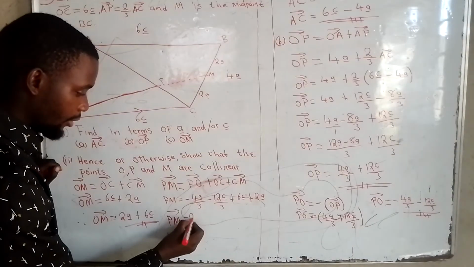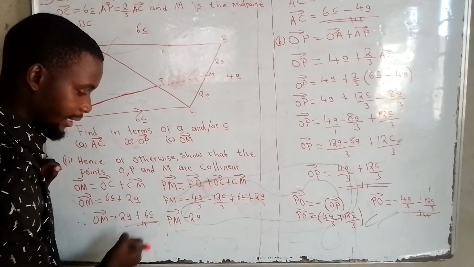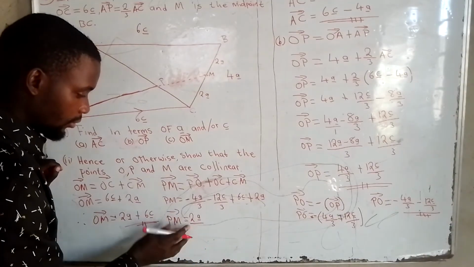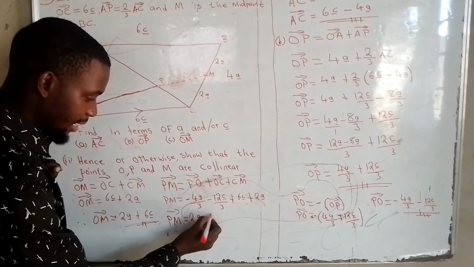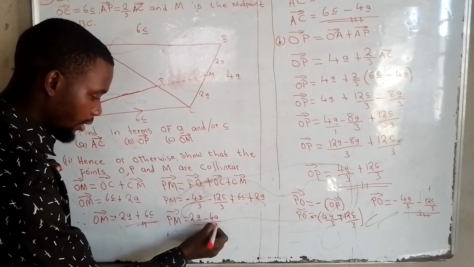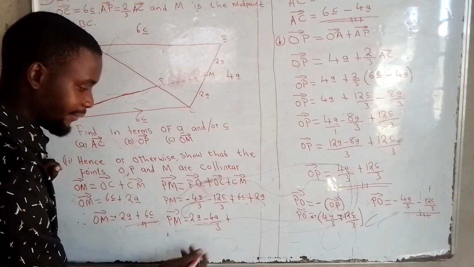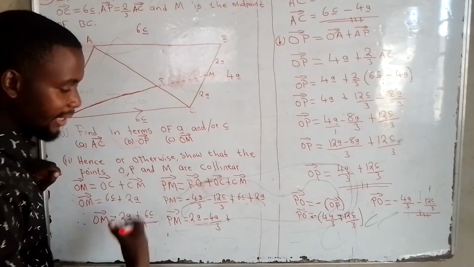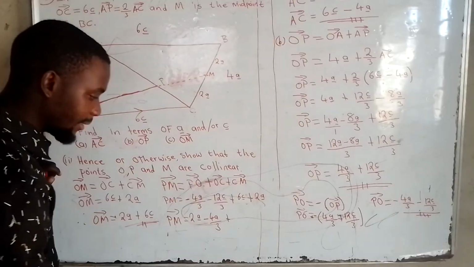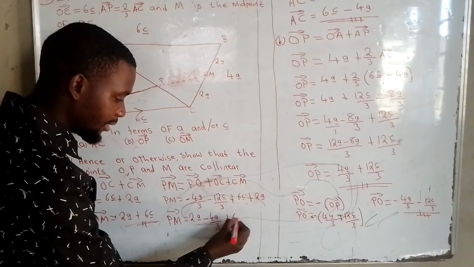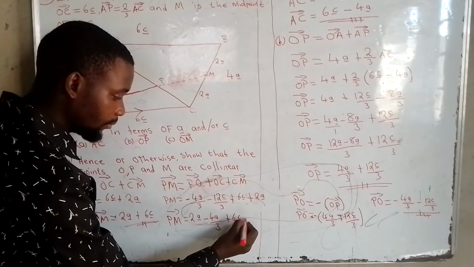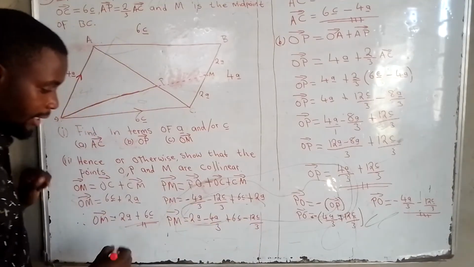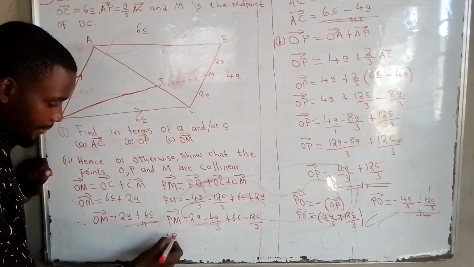So we say 2 vector A, then, take note, minus 4 vector A over 3. Then plus, if you want, you can start with a positive or a negative. It will always give you the same answer, so long as you follow the right principle. So you can say positive 6 vector C, then minus 12 vector C over 3. So that is PM.